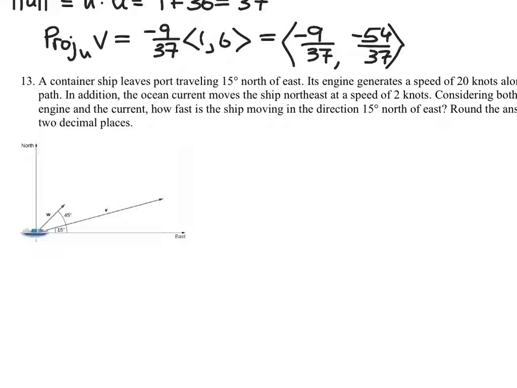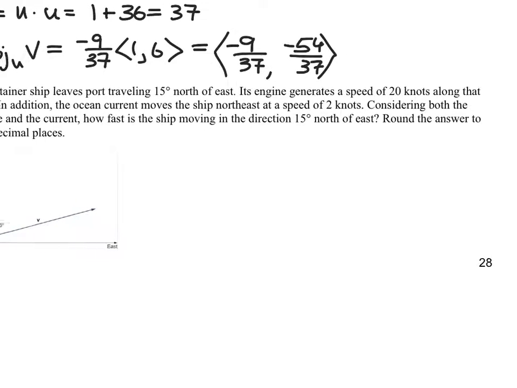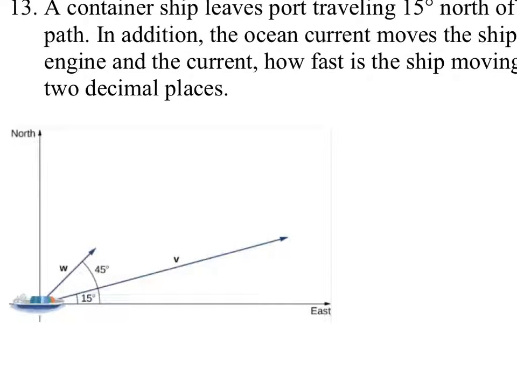All right, so a container ship leaves port traveling 15 degrees north of east. So that's all labeled in a diagram, but I'll read it anyway. This engine generates a speed of 20 knots along that path. All right, so I'm just going to make a little note that vector v has a magnitude of 20.